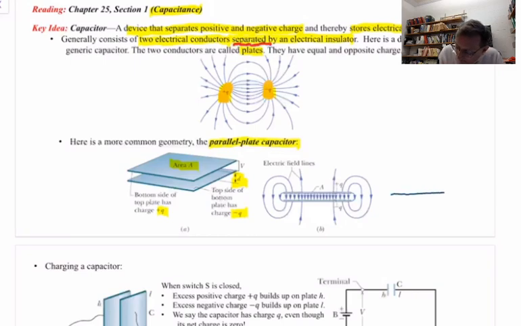Top plate, bottom plate. Just make a nice uniform electric field that points away from the positively charged plate and towards the negatively charged plate, and is confined to the region just between the plates.